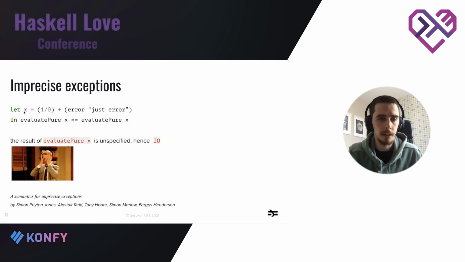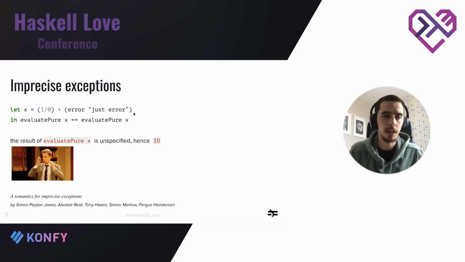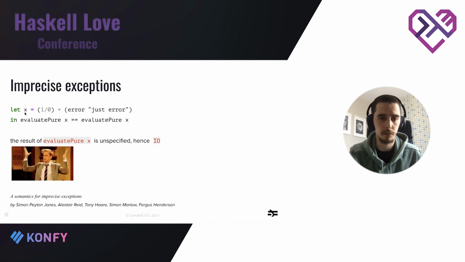So let's look at X definition on this slide. It sums two values, and both of them produce an exception. The left argument produces a division by zero exception, and the second argument produces an error call exception. In Haskell, the evaluation order of arguments is not specified, and it allows the compiler to make certain optimizations. We can specify the evaluation order, and then the result of X will be deterministic, but it would disable some compiler optimization, and it's not the price that we want to pay.